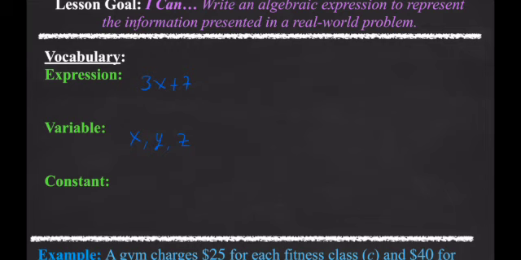Constants are numbers that do not have variables beside them. So this 7 in this expression is a constant. It does not have a variable beside it. Another word that I did not put on here is contextualized meaning. Basically, we are trying to understand what it means within the context, within the real life situation. So for our vocabulary, that's just a quick refresh about what those mean.